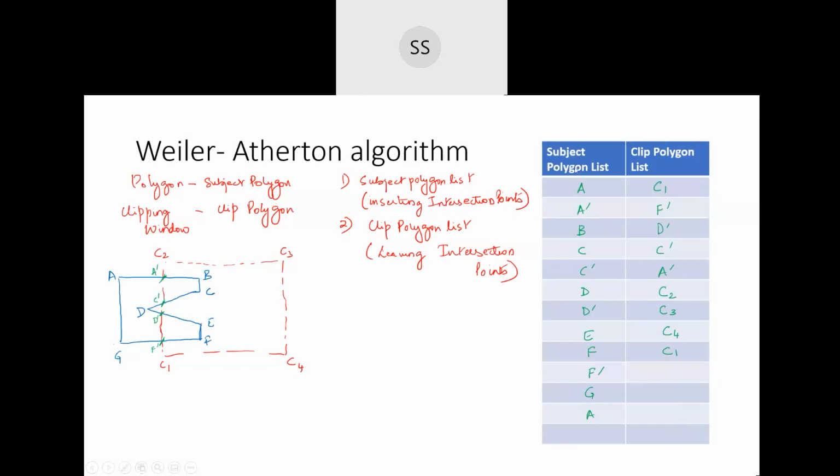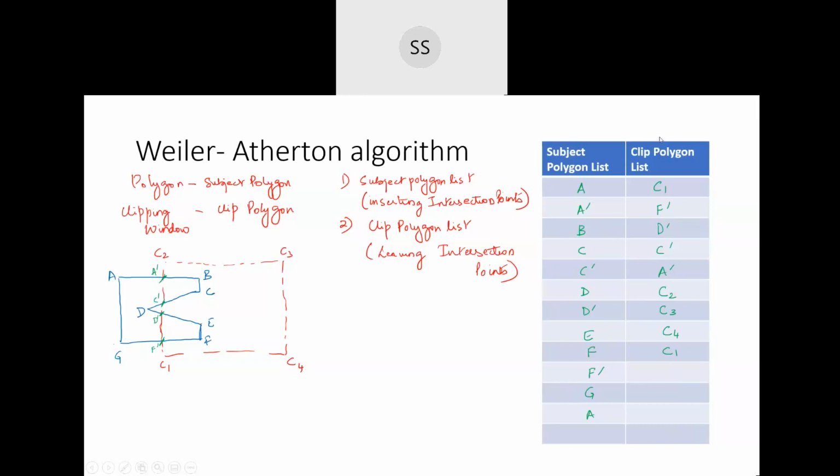In the subject polygon list, I am writing all the vertices of my subject polygon along with the intersection points. So what are the vertices? I have A, A dash, B, C, C dash, D, D dash, E, F, F dash, G, and then I'm writing my A.